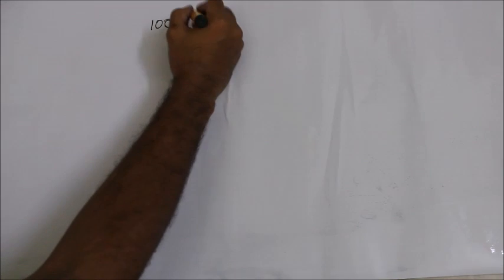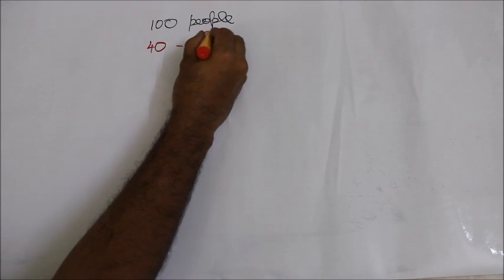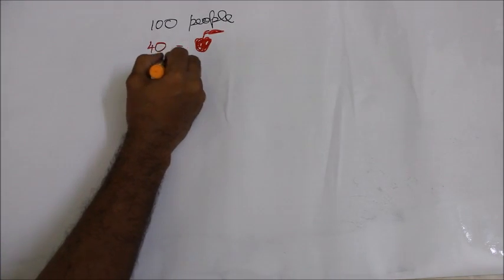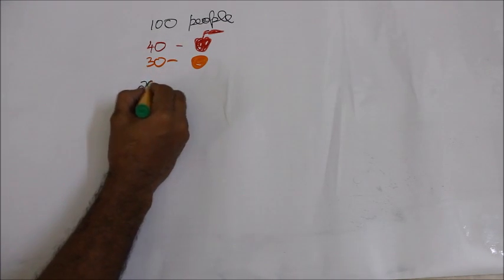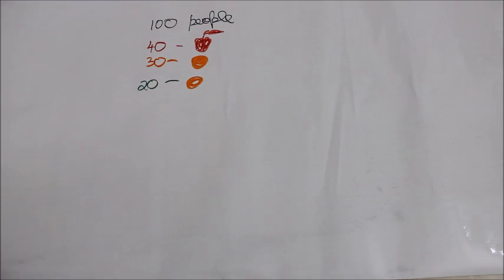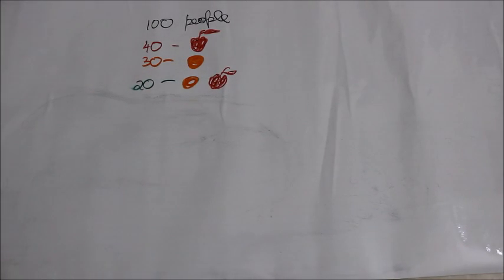Now another way to visualize conditional probability is using Venn diagrams. Let's say there are 100 people, and out of these 100 people, 40 of them like only apples, 30 of them like only oranges, and let's say 20 of them like both oranges and apples. So what is the probability that someone who likes an apple also likes an orange?